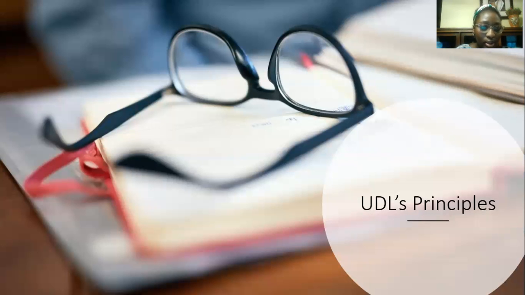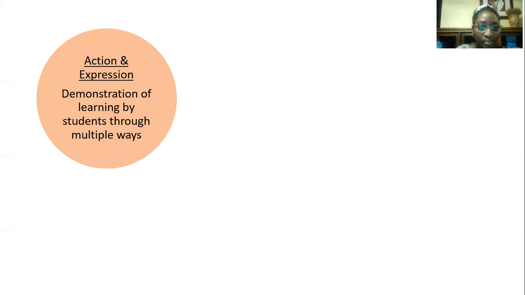Now, what are the Universal Design for Learning, UDL, principles? Universal design in education is a framework of instruction that aims to be inclusive of different learning preferences and learners, and helps to reduce barriers for students with disabilities.